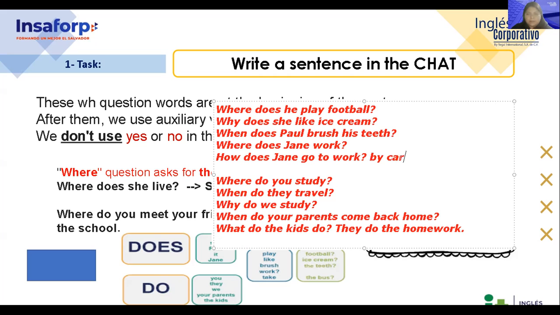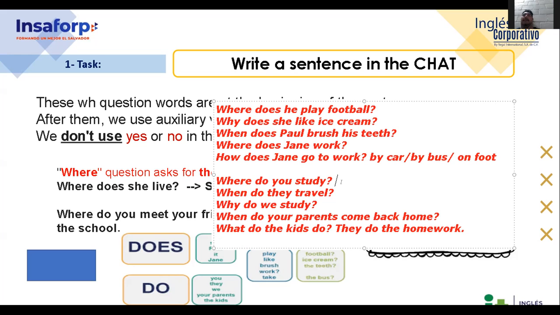Jane goes by car. By bike. By bus. Motorcycle. Okay, motorcycle, on foot. Good. Next question, where do you study?